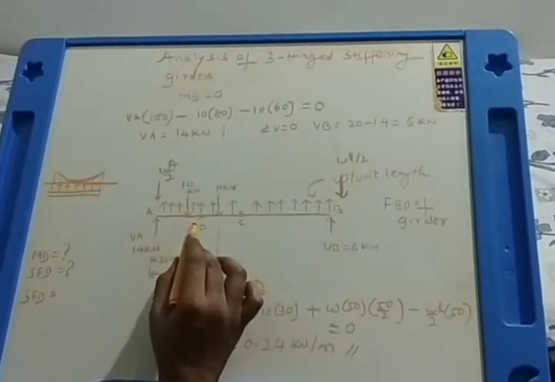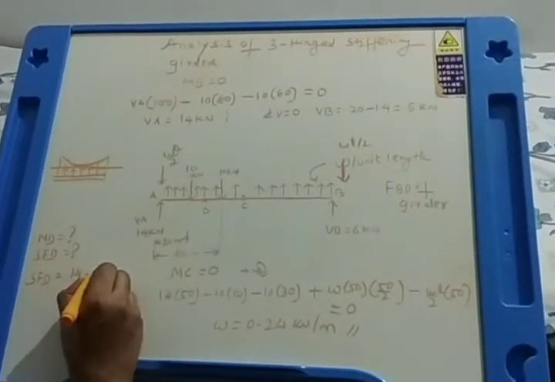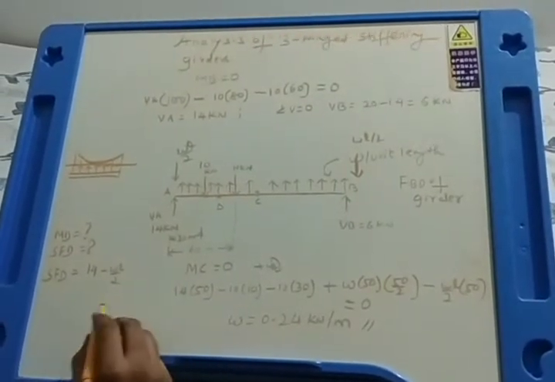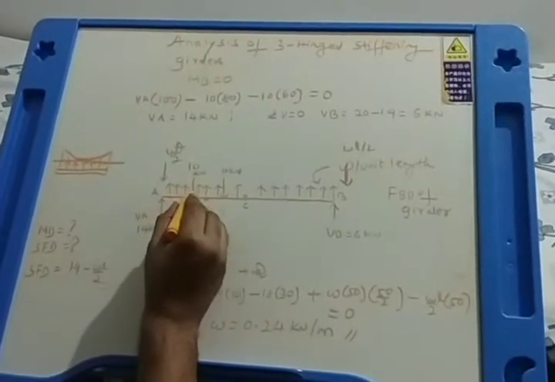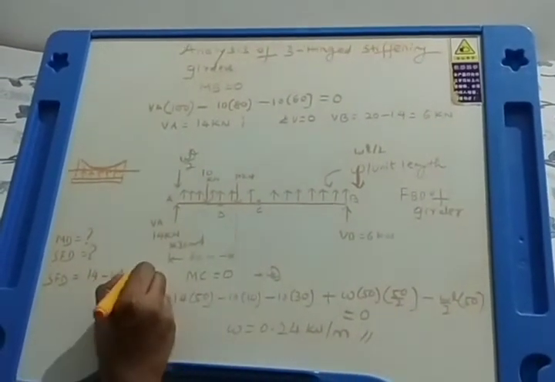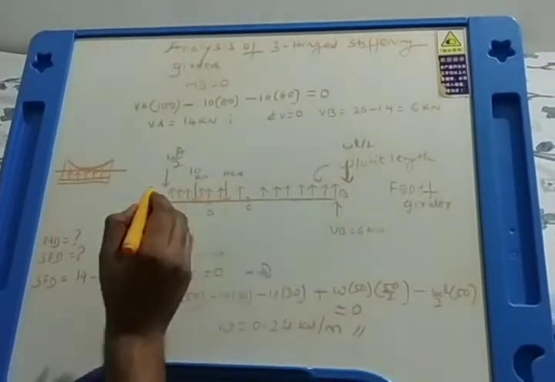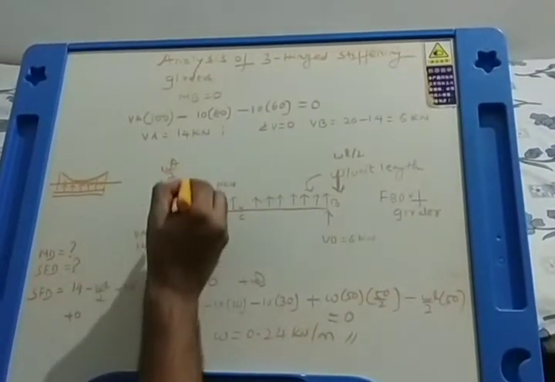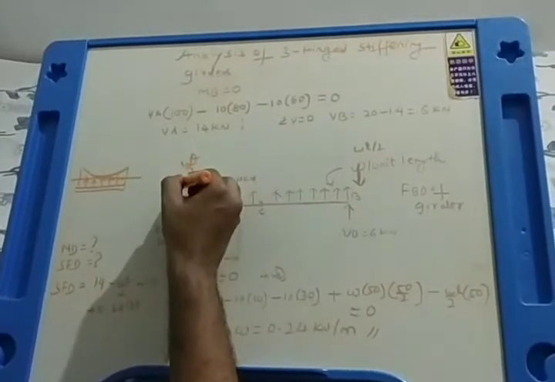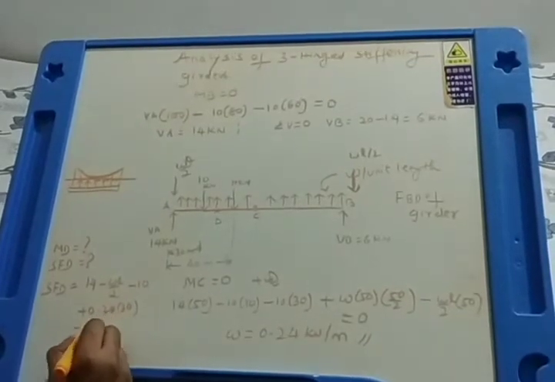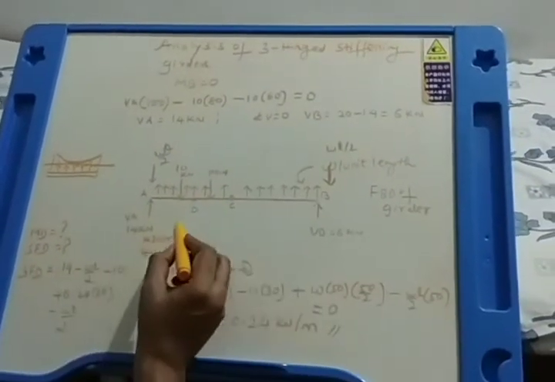What is shear force? Algebraic sum of all the vertical forces on the left of D. So it is plus 14 acting upward minus WL by 2. If you substitute W equal to 0.24, L equal to 100, you are going to get the value. Then we will add minus 10, that is due to vertical load. Then shear force due to UDL only up to the point of 30 meters, plus shear force acting upward, because UDL is acting upward, plus 0.24 into 30, and then shear force due to this reaction, minus WL by 2. So this is the expression for shear force. You can see shear force at D is equal to VA, that is upward, minus WL by 2.